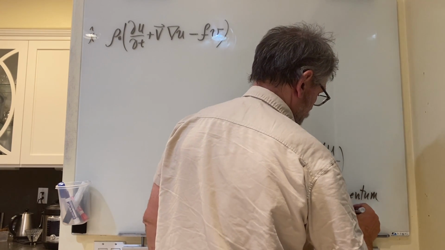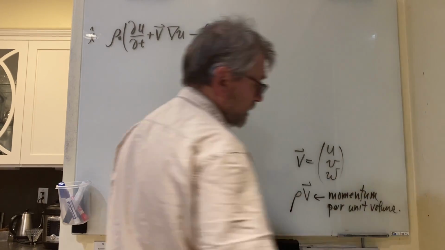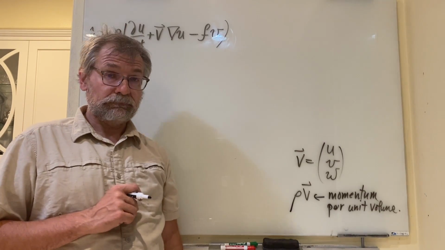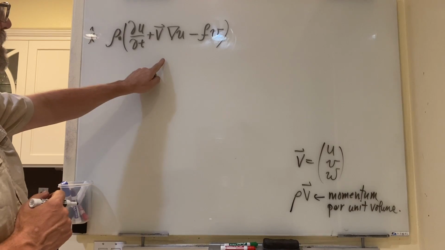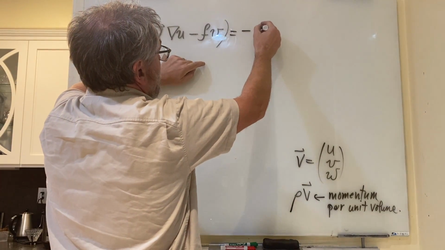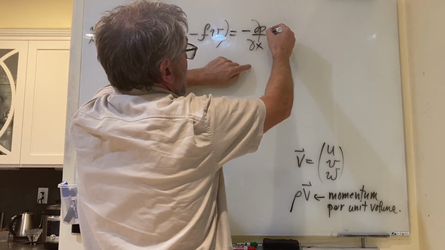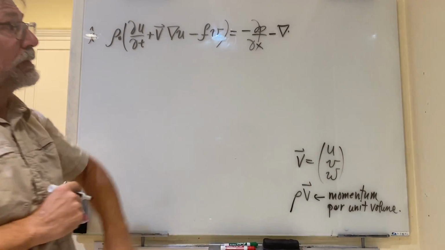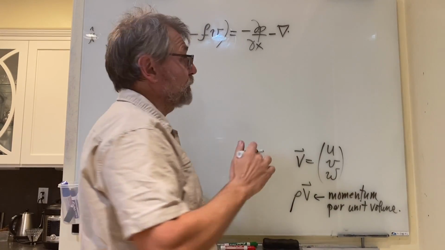Per unit volume. I'm not always going to mention that things are per unit volume, but you can always figure out what we're doing by looking at the units. All right, so density times the acceleration is equal to the forces. So we have the pressure force, minus dp dx. And then we have minus the divergence of the stresses, the small scale turbulent stresses.